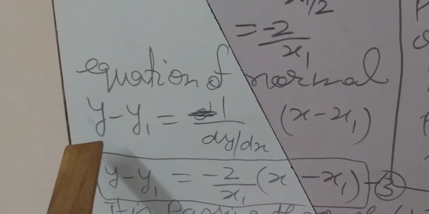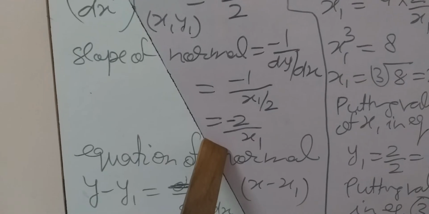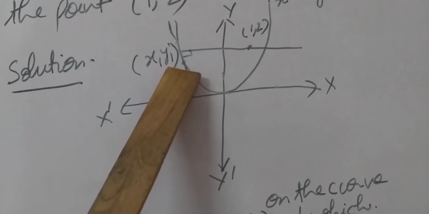Equation of normal, y minus y1 equals to minus 1 upon dy by dx, x minus x1. So minus 1 upon dy by dx value is this. Okay. And we don't know the coordinate of the point. So y minus y1 equals to this value, minus 2 upon x1, and x minus x1.